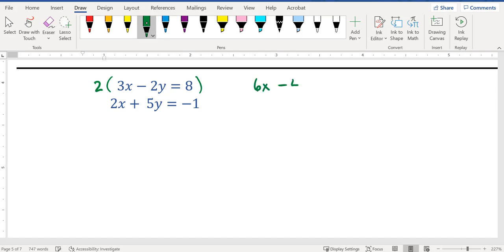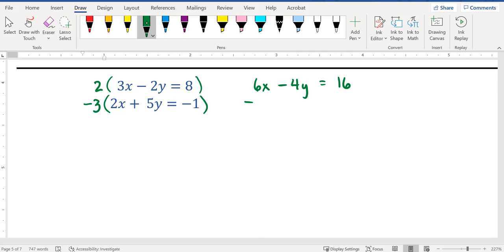6x minus 4y equals 16. Also wanted to mention, if I'm going too fast, you're watching videos. You can push pause and try to catch up and think through as you're writing. Okay, the second equation, I need to get the bottom equation to say negative 6x. So I'm going to multiply it by negative 3.